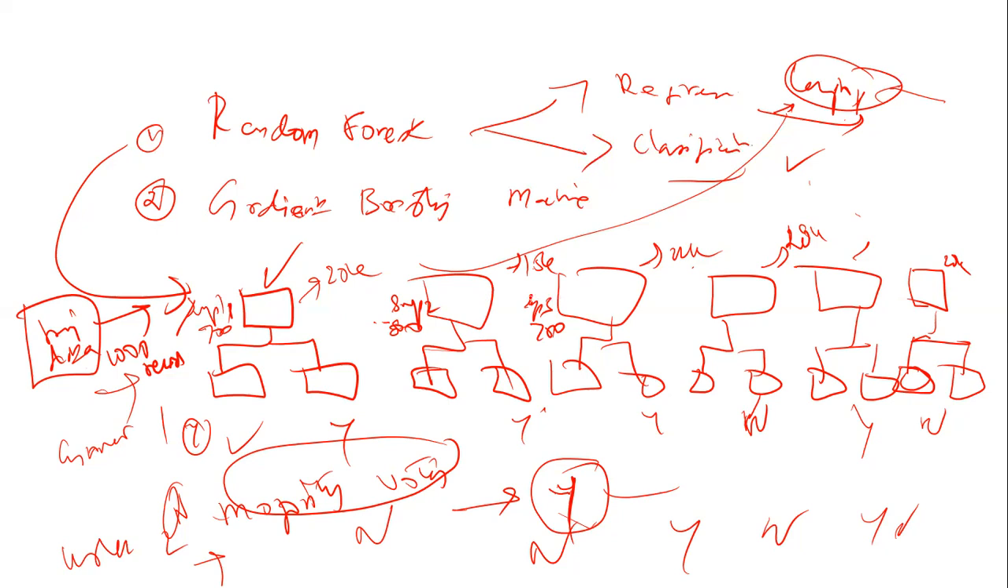Okay, that is called bootstrap sampling. Randomly select a subset of the training data with replacement. Okay, that is how it works.